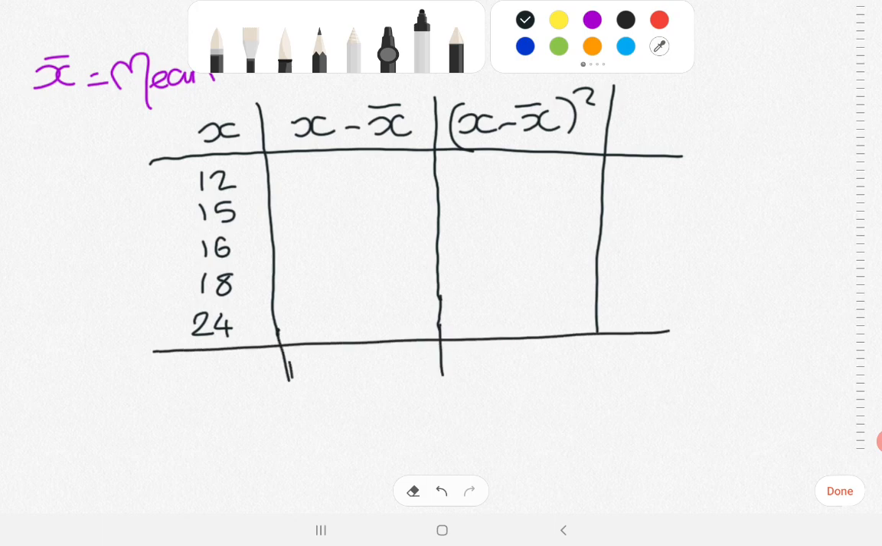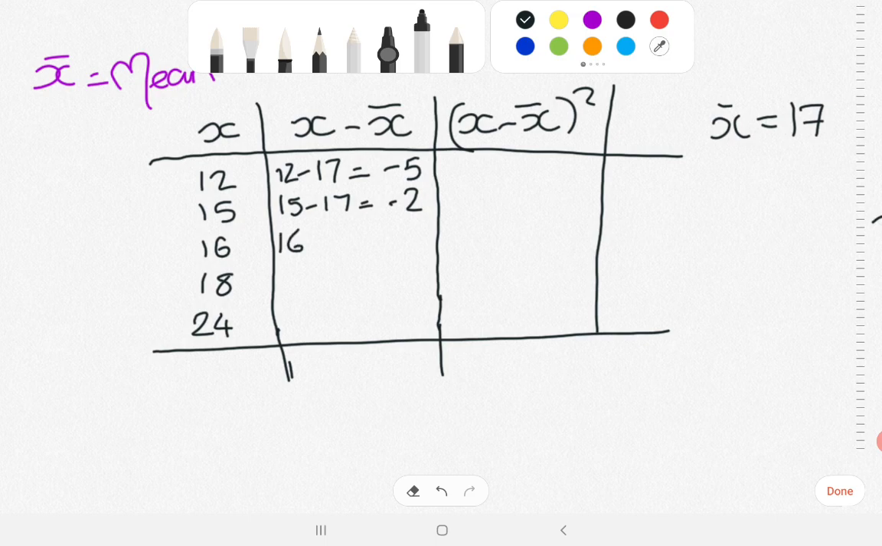This is our little table then. Little reminder, I'll just write it at the side, that the mean that we worked out was 17. So we need that to help us get the standard deviation. So x minus x bar, well in this first case that's 12 minus 17, that's minus 5. Now you can just write the answer, you don't need to write the 12 minus 17 part, I'm just showing you where it comes from. Then we've got 15 take away 17, which is minus 2. We've got 16 take away 17, which is negative 1. 18 take away 17, which is obviously 1. And 24 take away 17, which is 7.